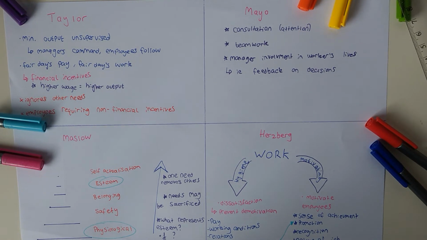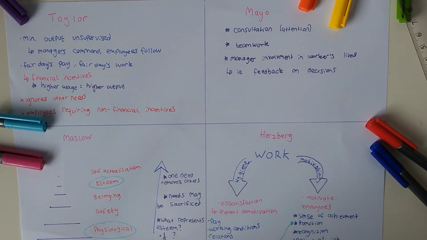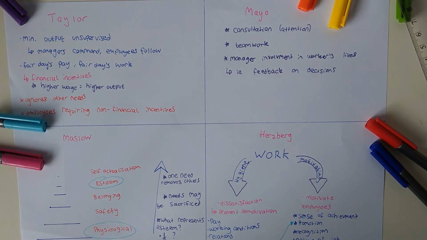Then we have belonging, and this can be met by having them work in groups or teamwork so they feel like they belong in a team and they play a role there. Then esteem, and this can be met through recognition and promotion, so kind of recognising the achievements of workers. And finally, self-actualisation, which is the highest need, and this isn't always met, but this is met by meeting all other needs and having all the factors which an employee needs to be motivated met.